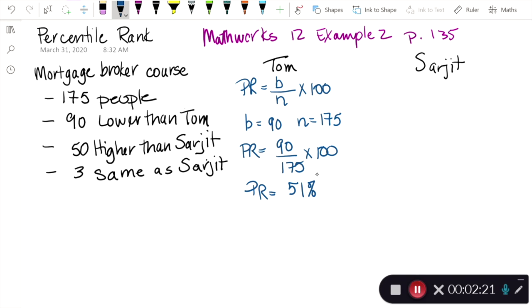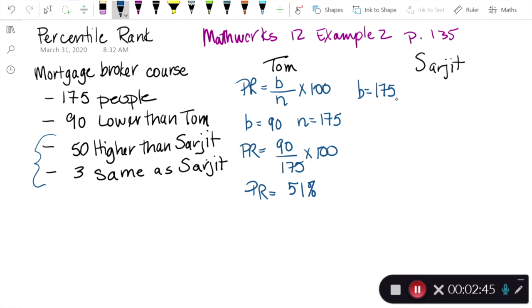Now, this is a little bit more difficult because we're not told how many people scored lower than Sarjeet. We have to figure it out ourselves. So we know that 50 scored higher and 3 scored the same. So we know that there were 175 total people. So we're trying to figure out the number who scored below.